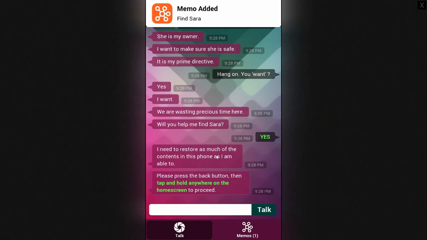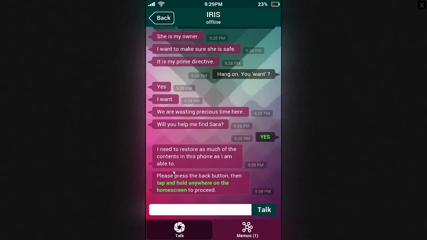I need to restore as much of the content in this phone as I am able to. Press the back button, then tap and hold anywhere on the home screen to proceed.